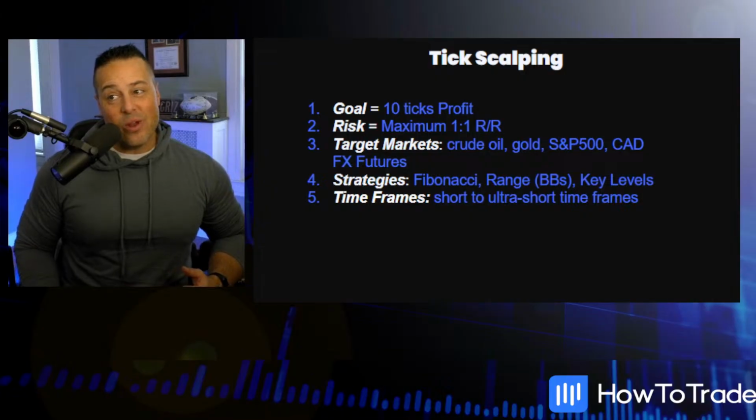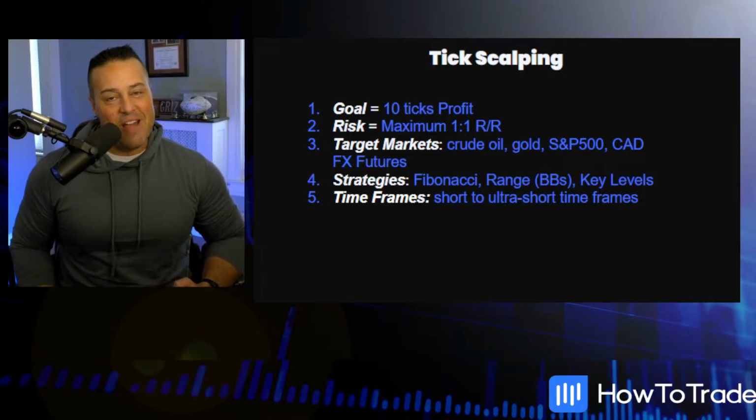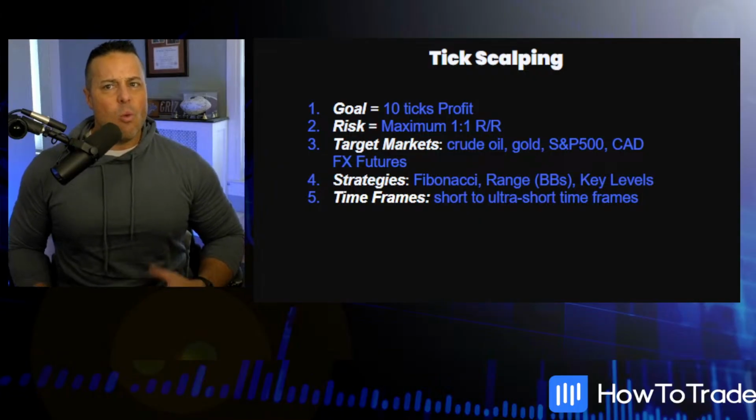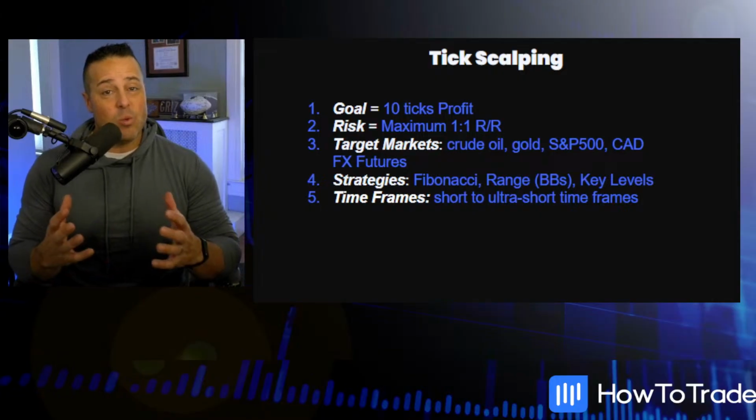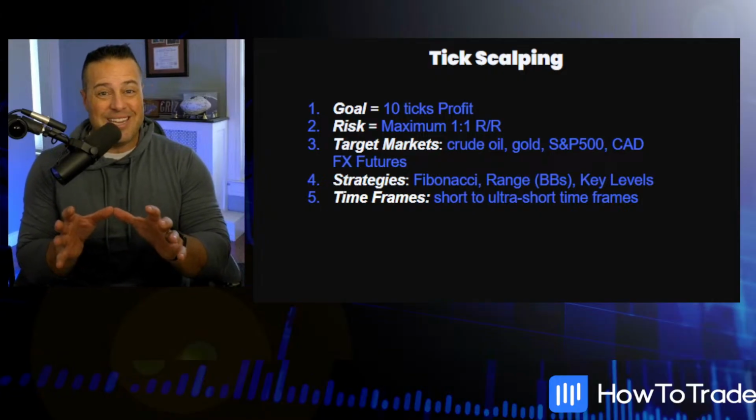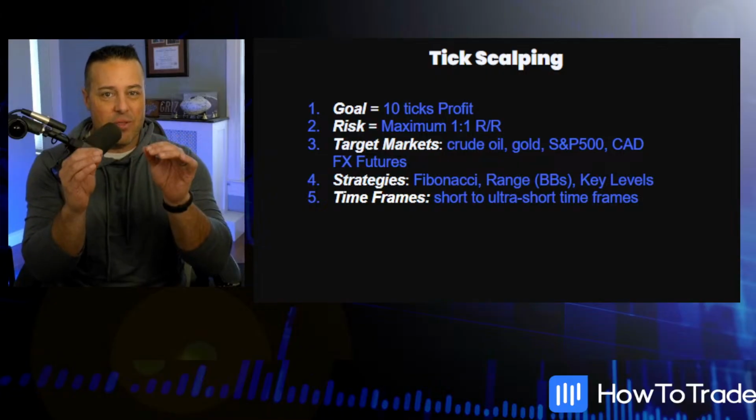Why? Because we don't really know it. We know that we're looking for 3 to 5, maybe 8 ticks if we're in a highly volatile market, but we don't really know what my stop out point is going to look like. Now, a good rule of thumb is 1-to-1. So if I'm shooting for 3 to 4 ticks, I'm probably not going to want to take a loss greater than 3 to 4 ticks.